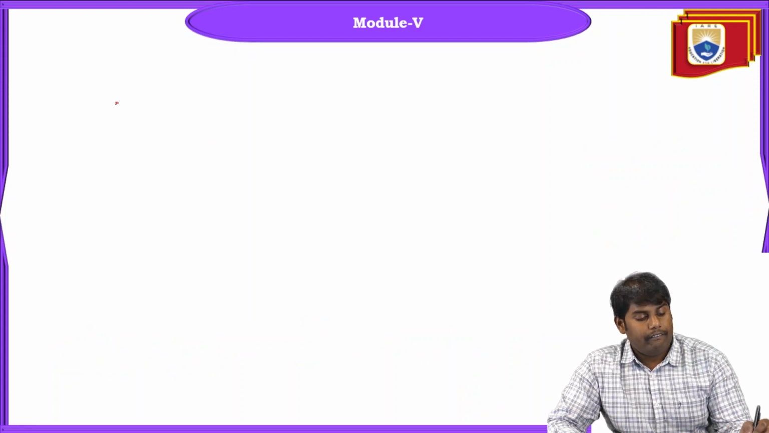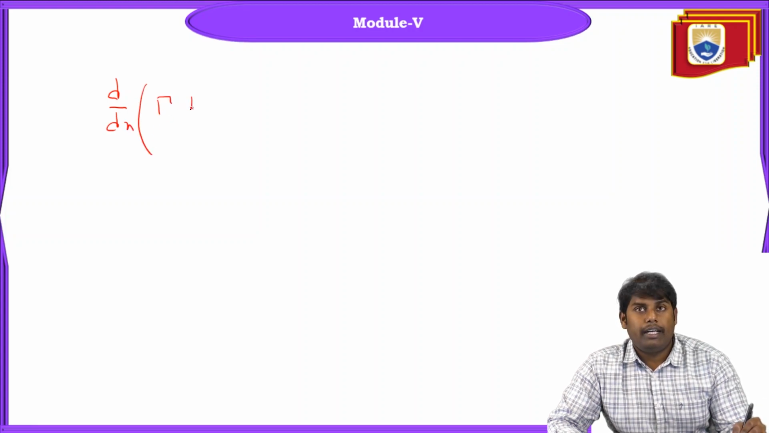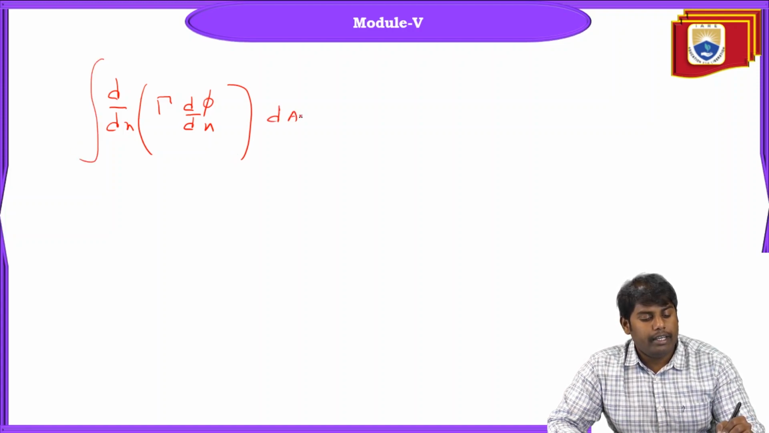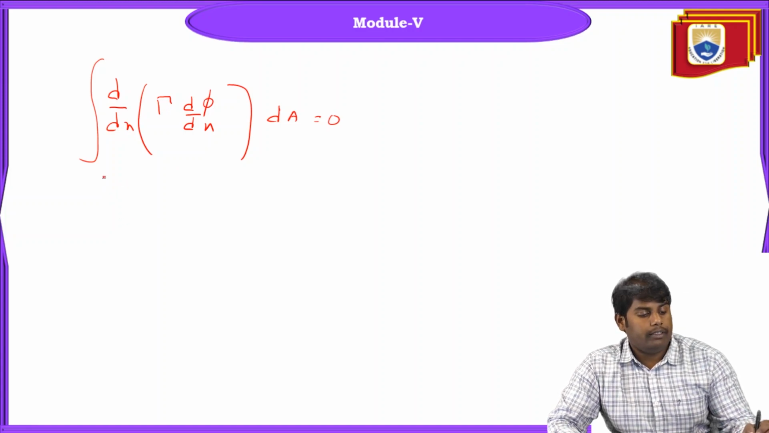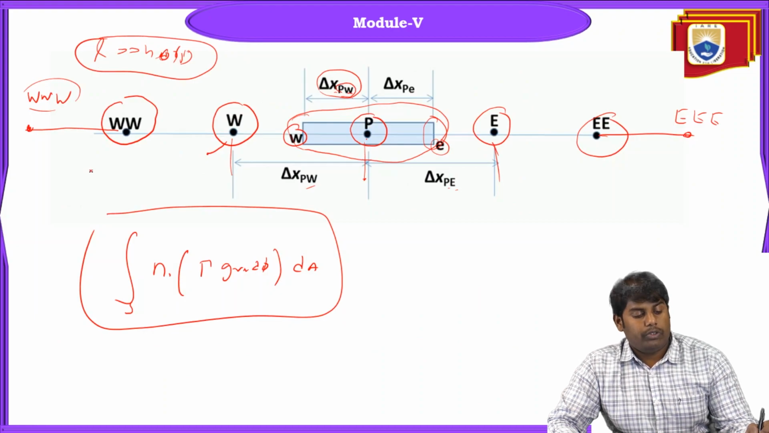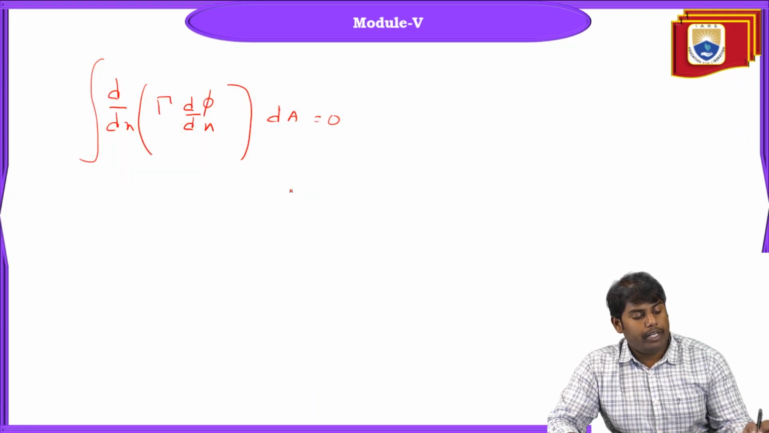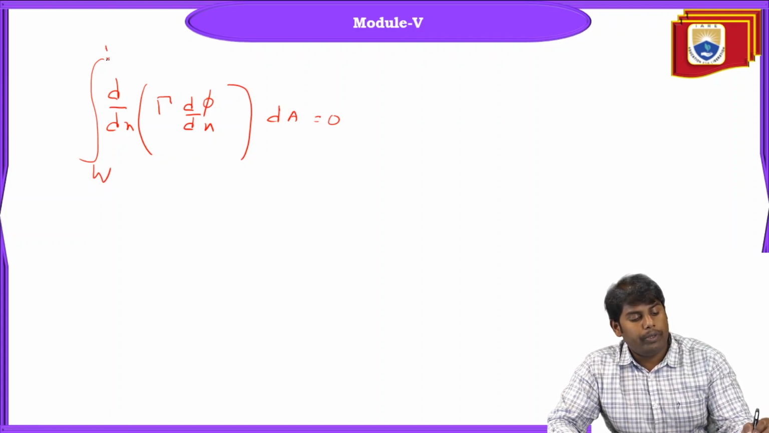Now when we take, let's say, d by dx of gamma and d by dx of, let's say, phi. Okay. So we have, let's say, integral dA equal to 0. So we have this. So we do actually the integration. So how do we do integration? So we get, let's say in between point P and point W. So what do we get? So if you are doing in between point W to P.